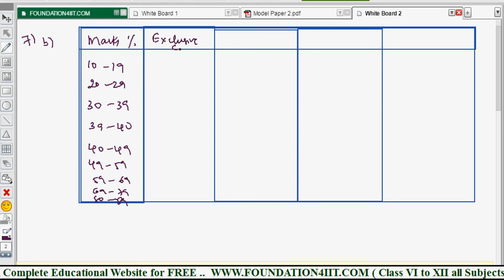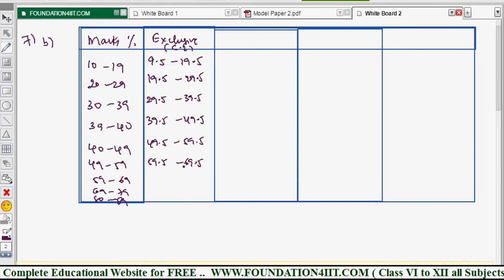So exclusive class interval is, so 10 to 19, that means this is 9.5 to 19.5. 0.5 subtract and 0.5 add. Then again 19.5 to 29.5. So you should write like this. And 29.5 to 39.5, 39.5 to 49.5, and similarly 49.5 to 59.5, 59.5 to 69.5. Just make the table like this. 69.5 to 79.5 and 79.5 to 89.5.